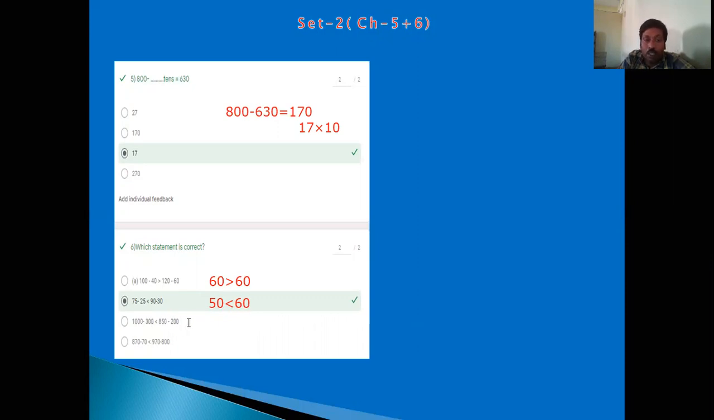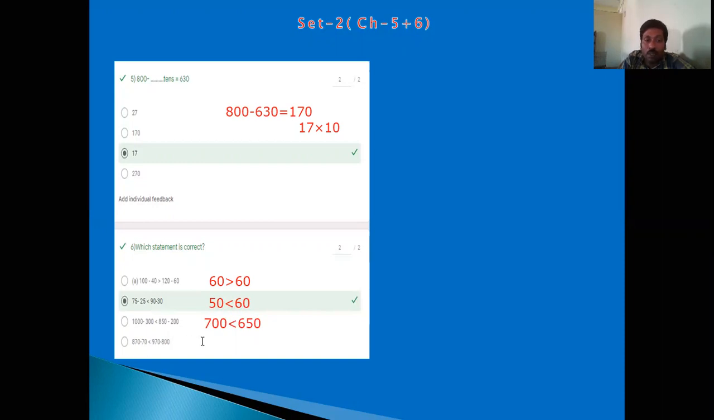1000 minus 300, we get 700, which is less than 850 minus 200, which gives 650. This statement is also wrong because 700 is greater than 650. But this sign represents a less-than sign, not a greater-than sign. Now let us see another question.